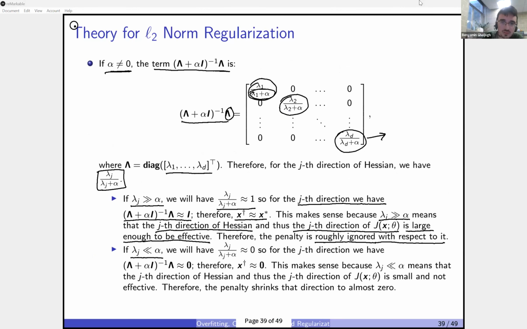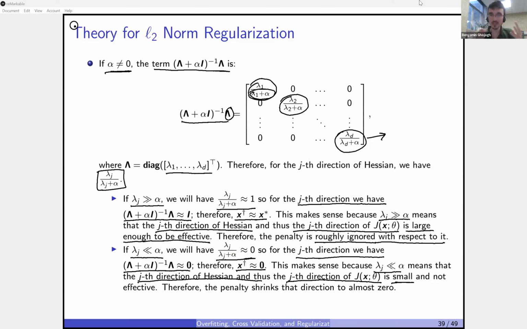However, if lambda j for one of the directions is much less than alpha, alpha is great, then the limit of this becomes almost 0. So lambda j over lambda j plus alpha becomes almost 0. So for the jth direction, we have this to be almost 0. Therefore, x dagger becomes almost 0 for that direction. This makes sense. Why? Because in this case, the jth direction of the Hessian, and thus the jth direction of J, is small, and it should not be effective.